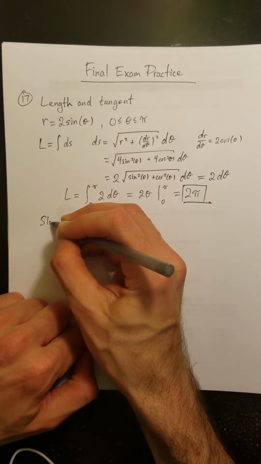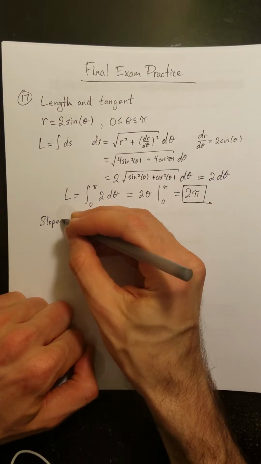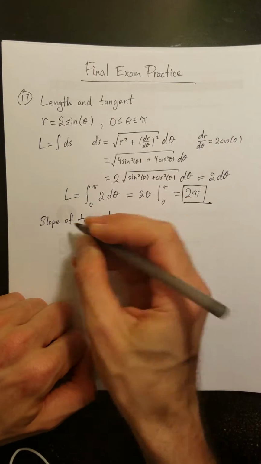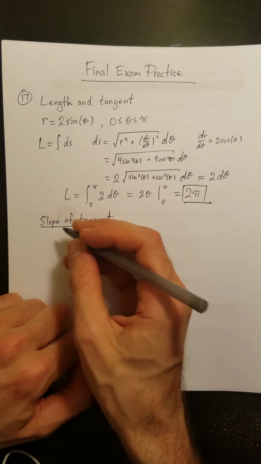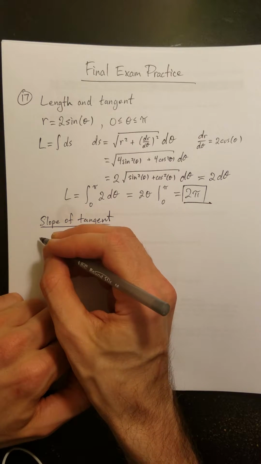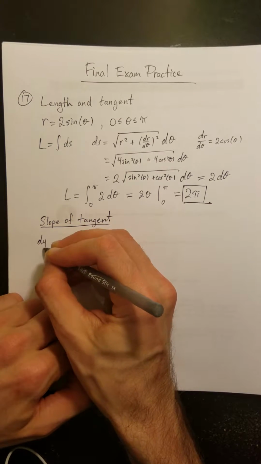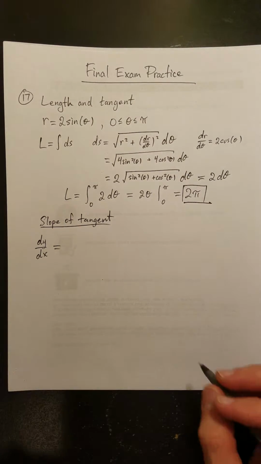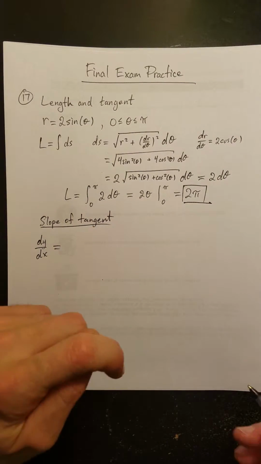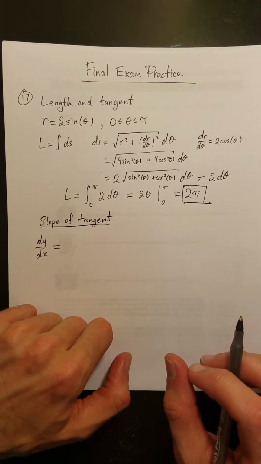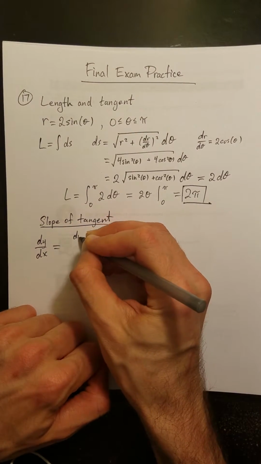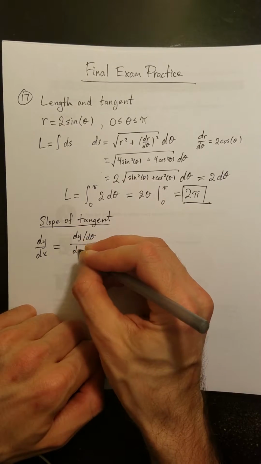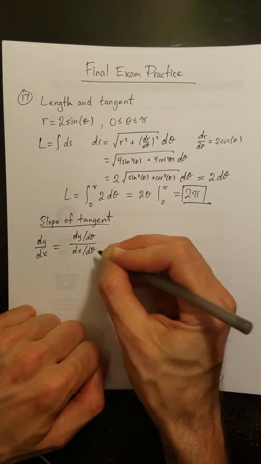So either way, now we want the slope of the tangent line at each point. And so just like before, we want to compute dy by dx. Okay, but y and x both depend on theta. I can write those equations down in just a second. So what we're going to do is dy by d theta divided by dx by d theta.